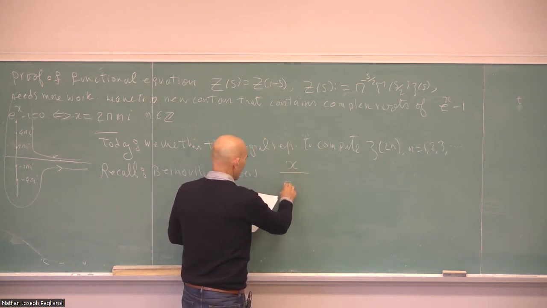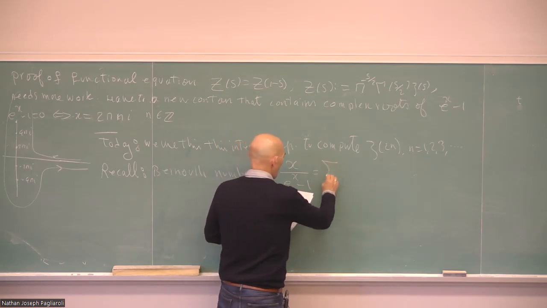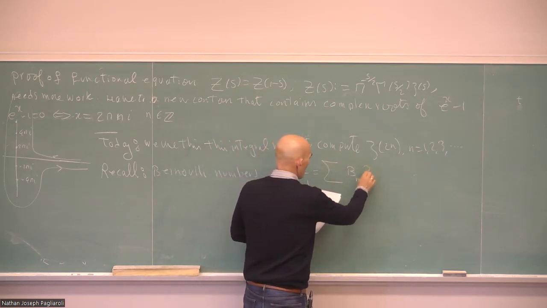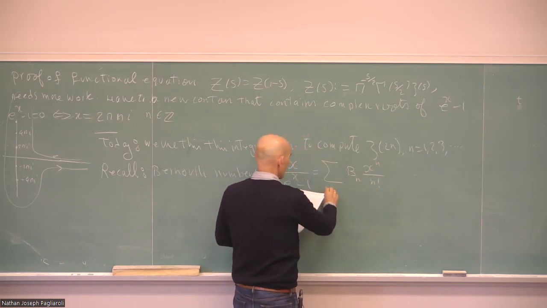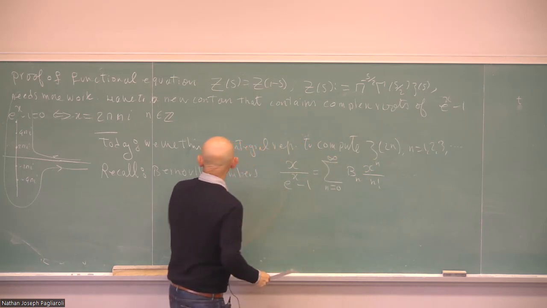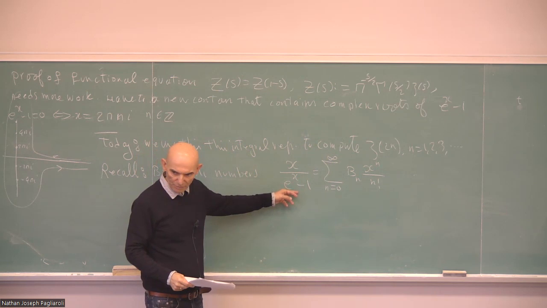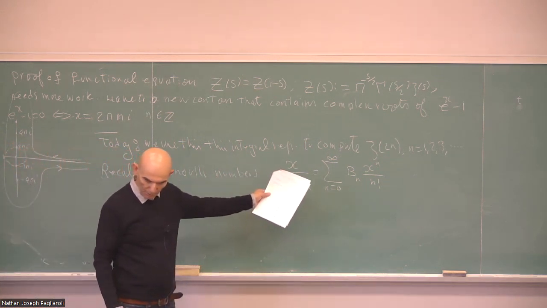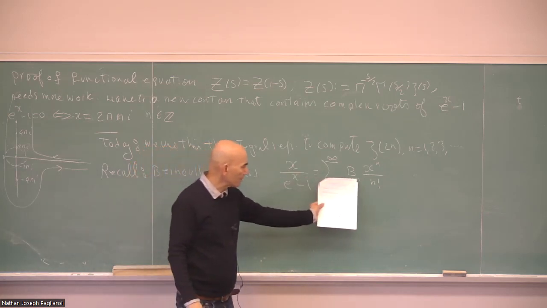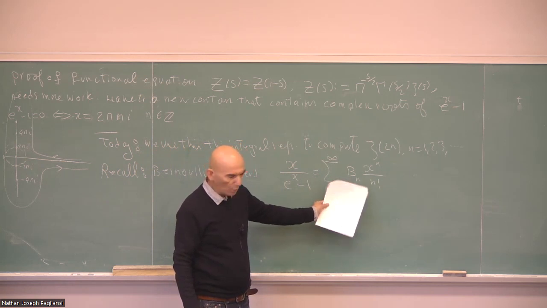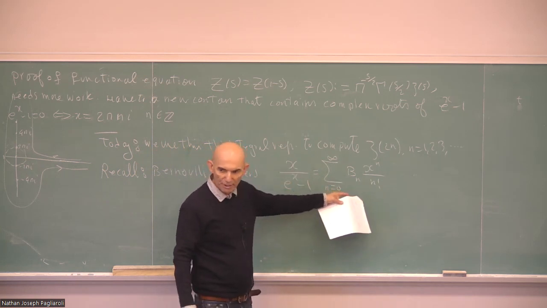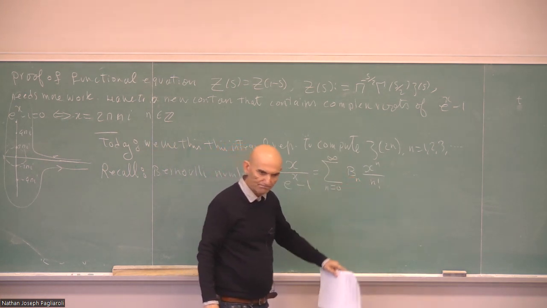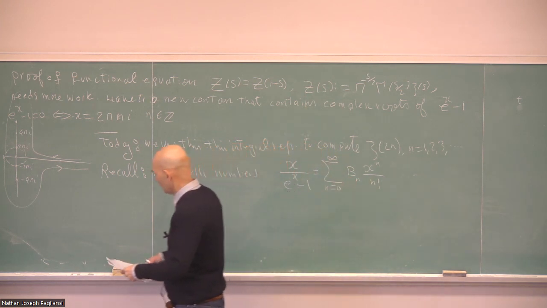You just expand this function, the sum of b_n x to the n over n factorial, from 0 up to infinity. I mean, this function, x over e to the x minus 1, is holomorphic in this disk of radius 2 pi at the origin. So there is a power series expansion there. You expand it, and there come these numbers b_n. So you can say x over e to the x minus 1 is the exponential generating series of the b_n's.